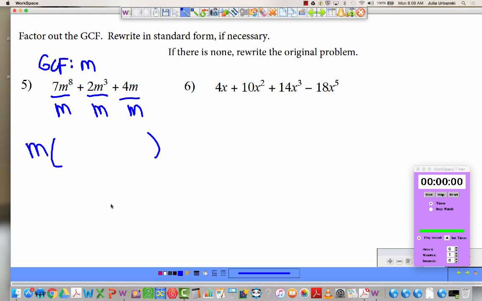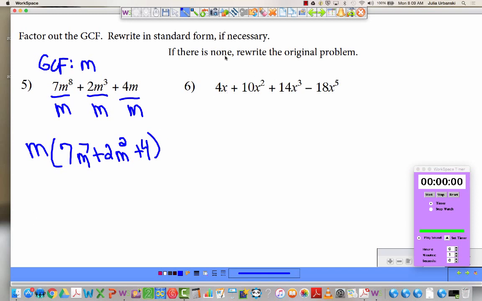And the rest is just reducing. 7 doesn't reduce with anything. M to the, is that an 8 there? So M to the 7. 2 doesn't reduce with anything. What does the M become? M squared. And then what's left over here? Just 4, right? Both of those M's cancel. I'll do one more with you, then you do 2 on your own.